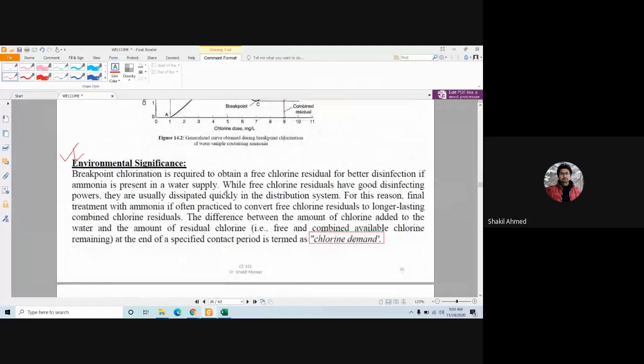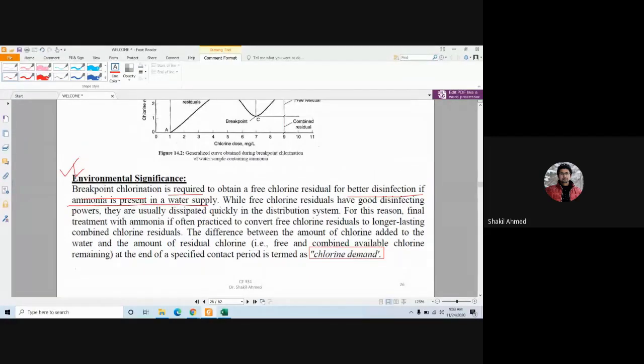Okay, so environmental significance. Breakpoint chlorination is required to obtain a free chlorine residual for better disinfection if ammonia is present in a water supply. While free chlorine residuals have good disinfecting power, they are usually dissipated. Dissipated means escape. Dissipated means escape quickly in the distribution system. Now what they're telling is this.